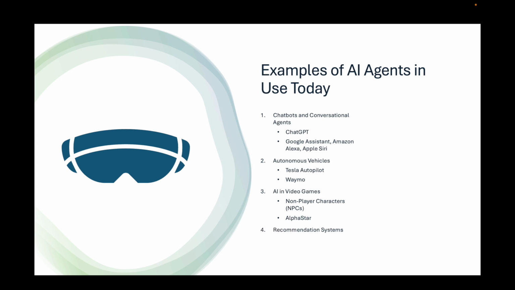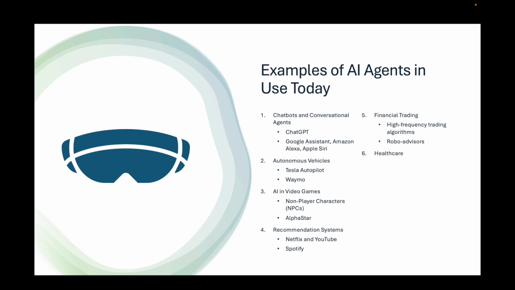4. Recommendation systems. Examples: Netflix and YouTube use AI agents to recommend shows and videos by analyzing user preferences and behaviors. Spotify suggests music based on past listening habits using AI agents that analyze audio features and user data. 5. Financial trading. Examples: High-frequency trading algorithms, AI agents that buy and sell stocks in milliseconds based on real-time market data. Robo-advisors, AI agents that provide automated investment advice by analyzing financial data and customer goals.